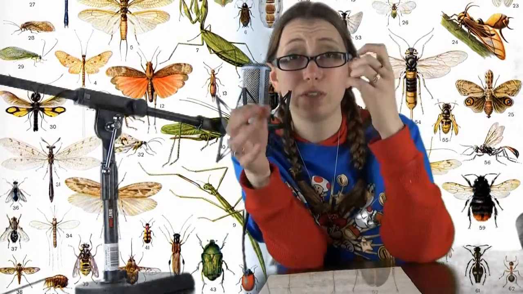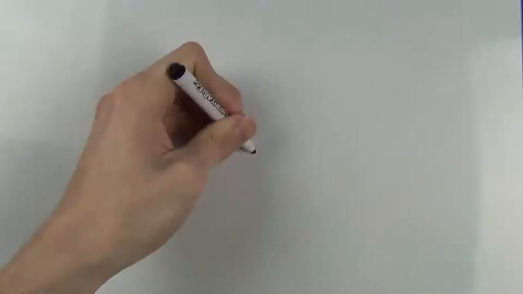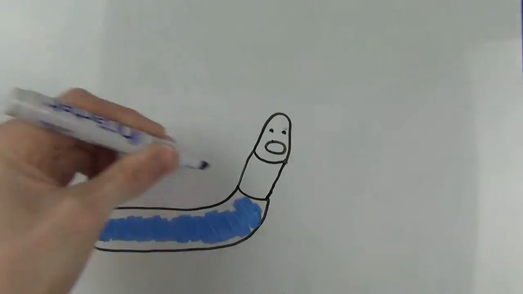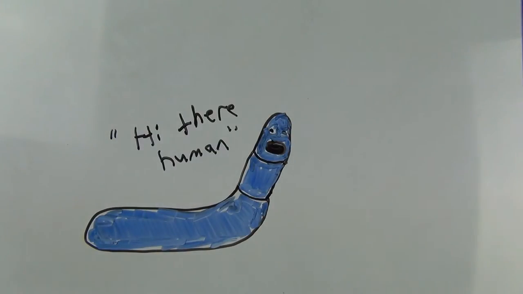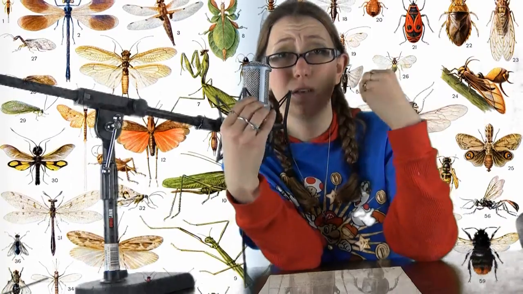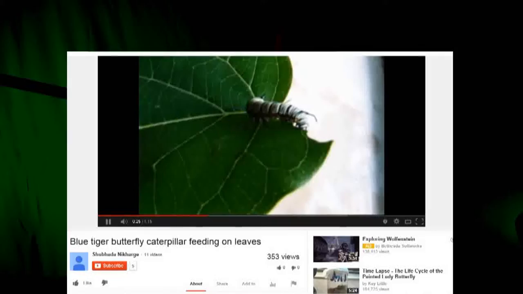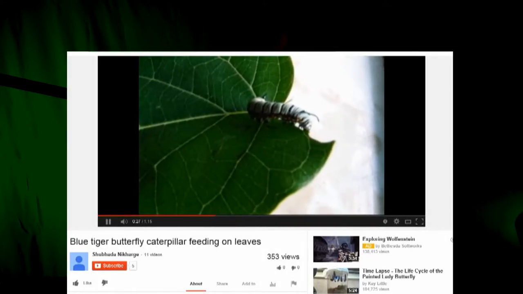So you start off as an egg. When the egg hatches, it becomes this wormy thing. Doesn't matter how big it is, it can be as big as a caterpillar, it can be as tiny as a grub. It goes into this larval stage, whether they're a beneficial insect or not. Most caterpillars, in general, will do some sort of feeding in this stage.